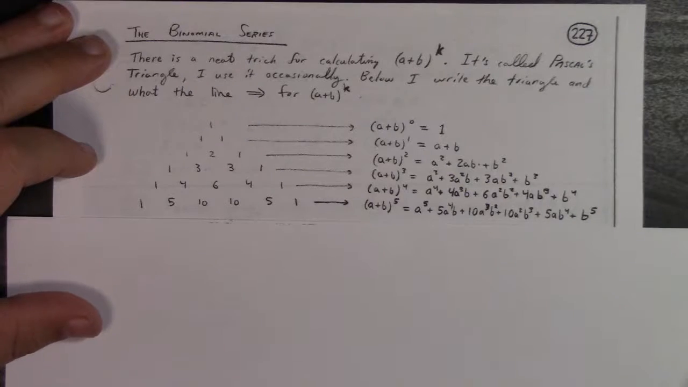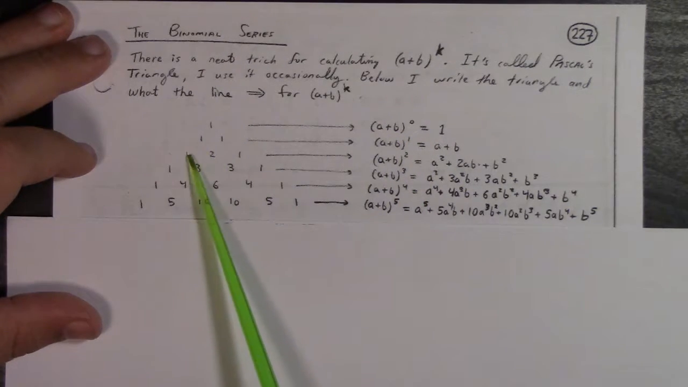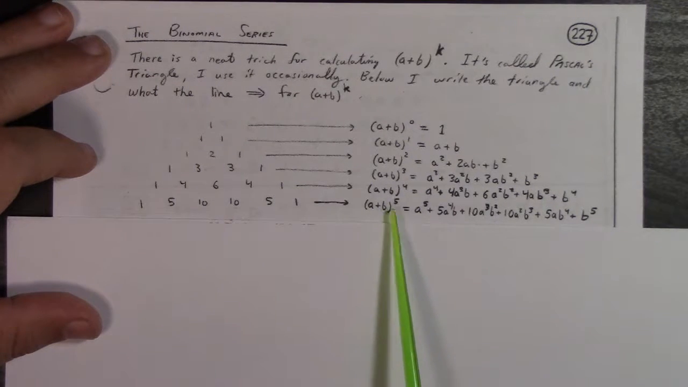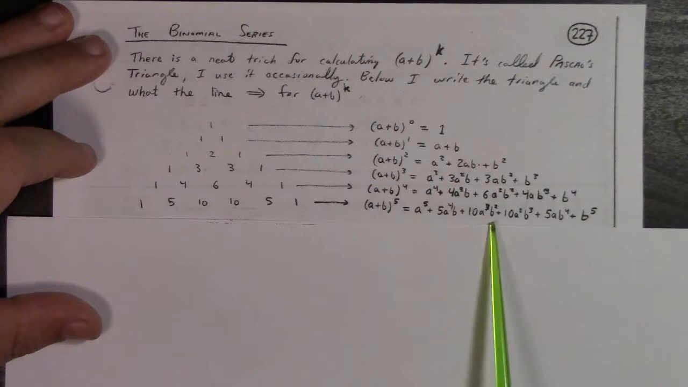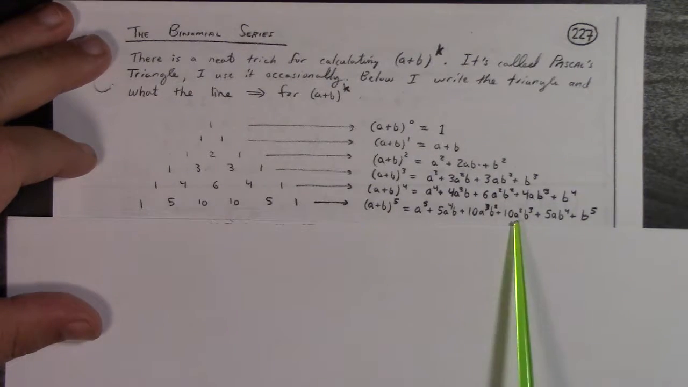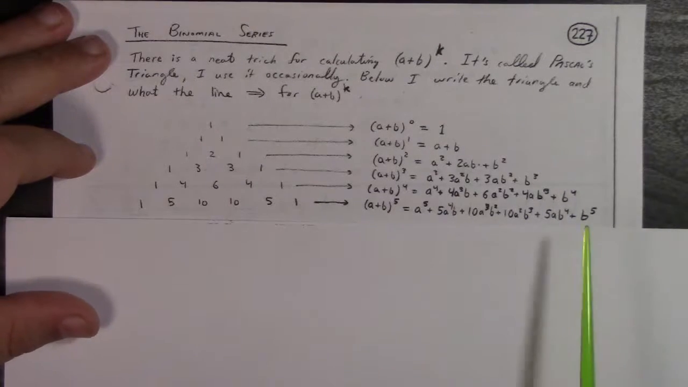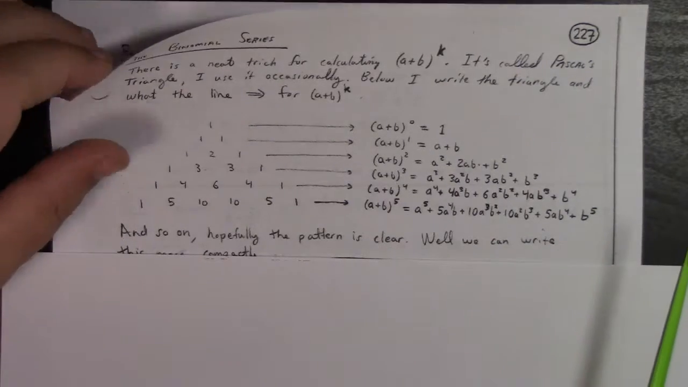And correspondingly, we have these different expansions of a plus b to various powers, right? The coefficients for the expansion are given here. For example, a plus b to the fifth is a to the fifth plus 5 a to the fourth b plus 10 a cubed b squared plus 10 a squared b cubed plus 5 a b to the fourth plus b to the fifth. And so this is Pascal's triangle.